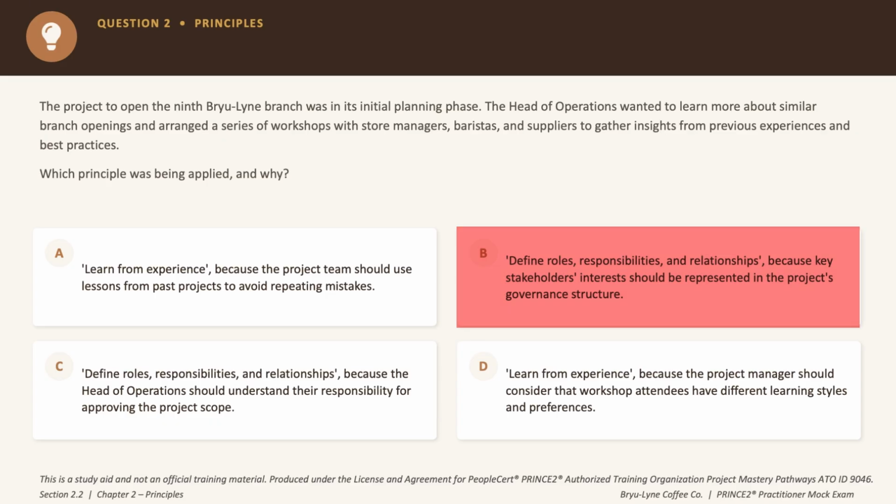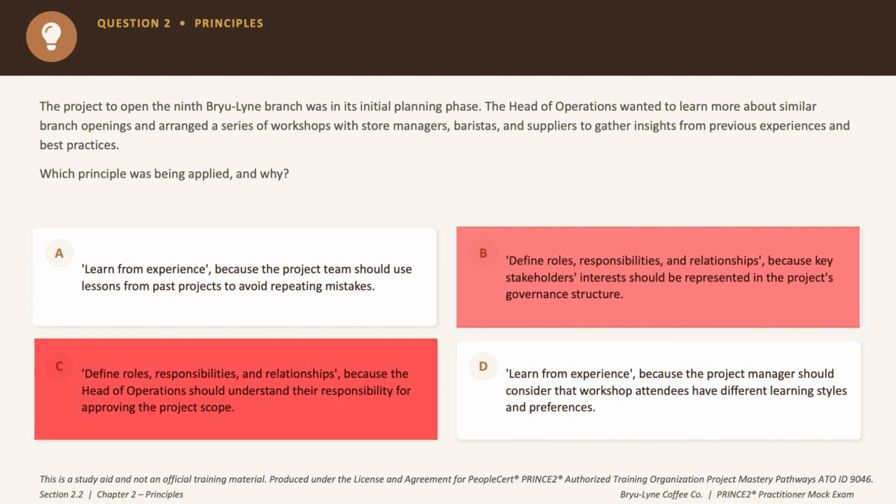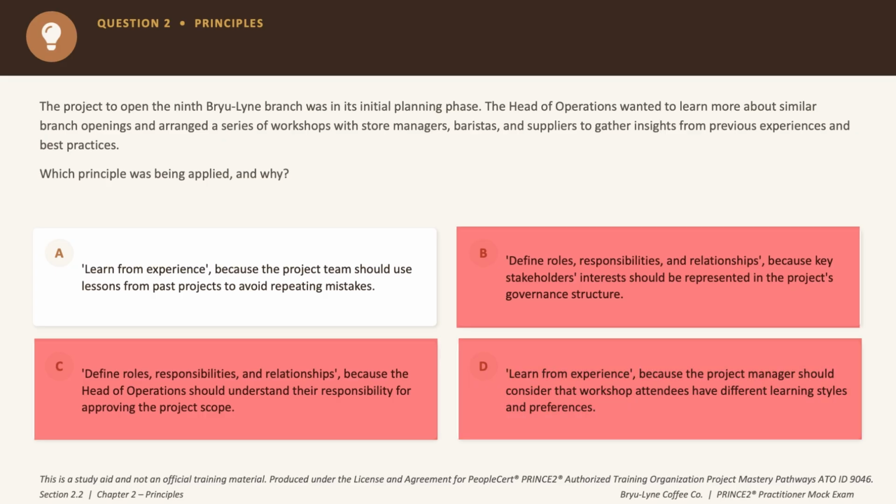Option C says the head of operations should understand their responsibility for approving the scope. Now, that has nothing to do with what's happening here, so it's completely an extraneous answer choice. Eliminated. Option D says learn from experience because attendees have different learning styles. Now that's really an odd reasoning because this isn't really about training styles, right? So eliminated as well. Now option A says learn from experience because the team should use lessons from past projects to avoid repeating mistakes, and that fits perfectly, and the correct answer to this question is option A.